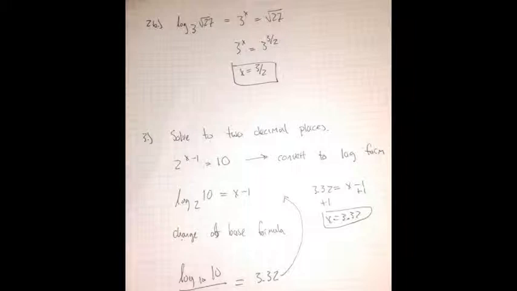We need to solve to two decimal places for number 3. So it's 2 to the x minus 1 equals 10. We need to convert this to log form, which is log 10 base 2 equals x minus 1. Then we need to use our change of base formula, which is log 10 base 10 over log 2 base 10, which equals 3.32. So we plug that in. 3.32 equals x minus 1. Add 1 to both sides. X equals 4.32.